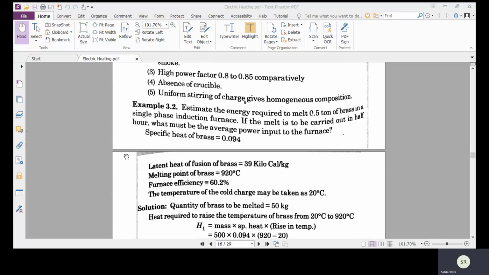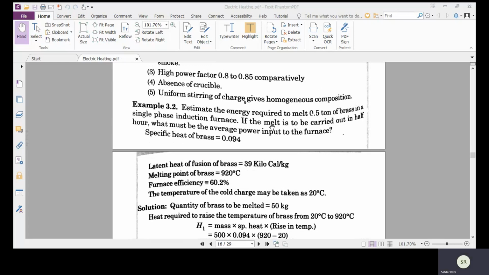Now we will move towards an example. Estimate the energy required to melt 0.5 ton of brass in a single phase induction furnace. Now what we have to find? We have to calculate the energy required. For what purpose do we require energy? To melt 0.5 ton of brass. If the melt is to be carried out in half an hour, now he has given us the time here, what must be the average power input to the furnace?